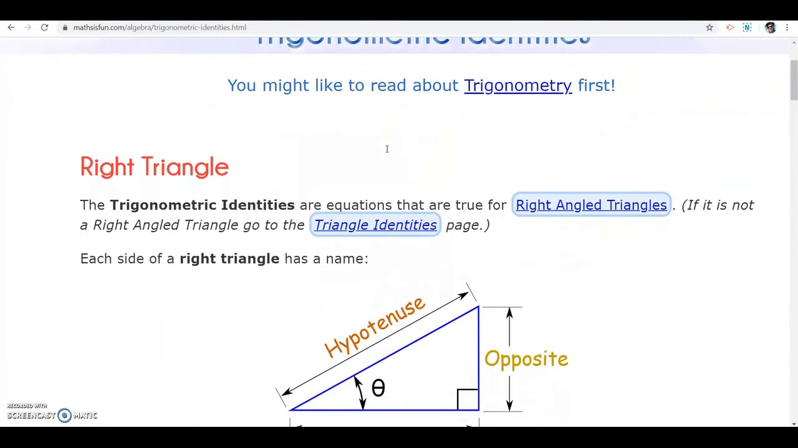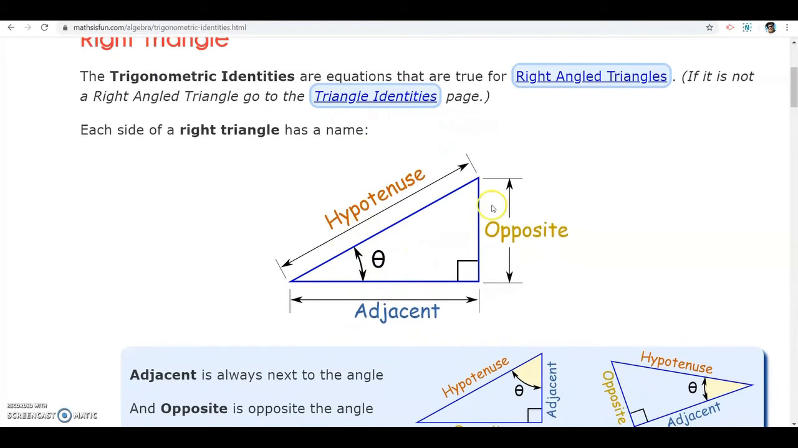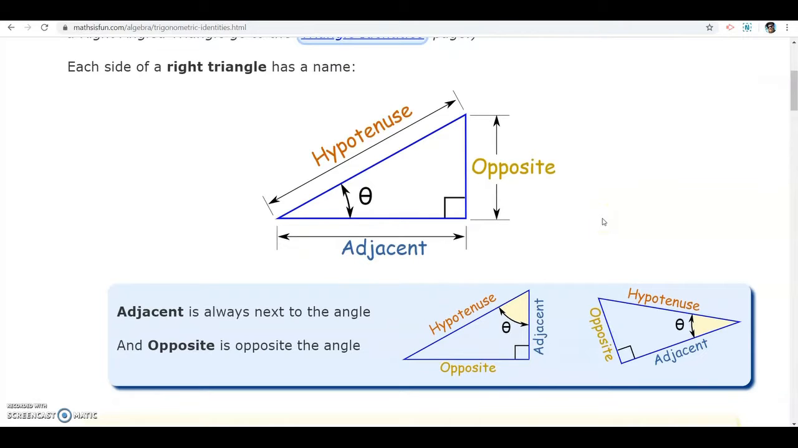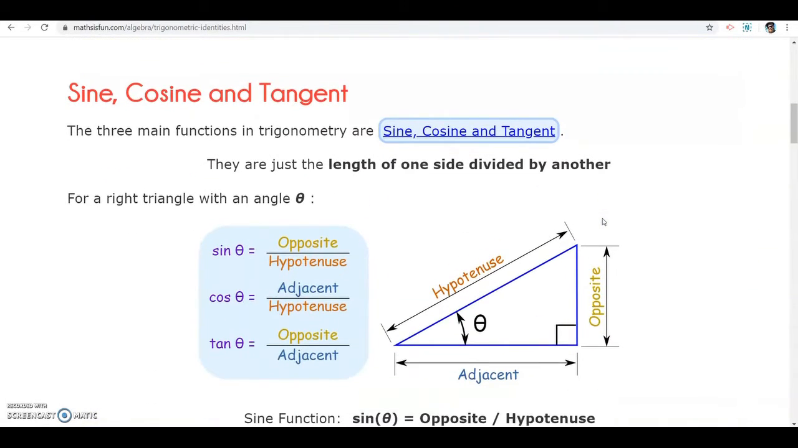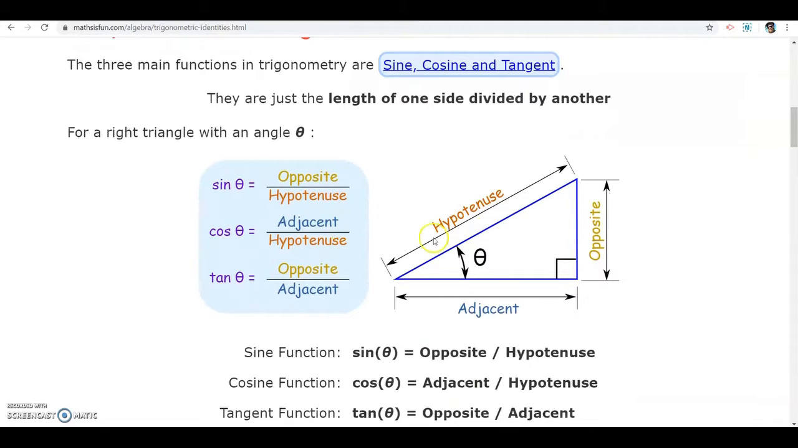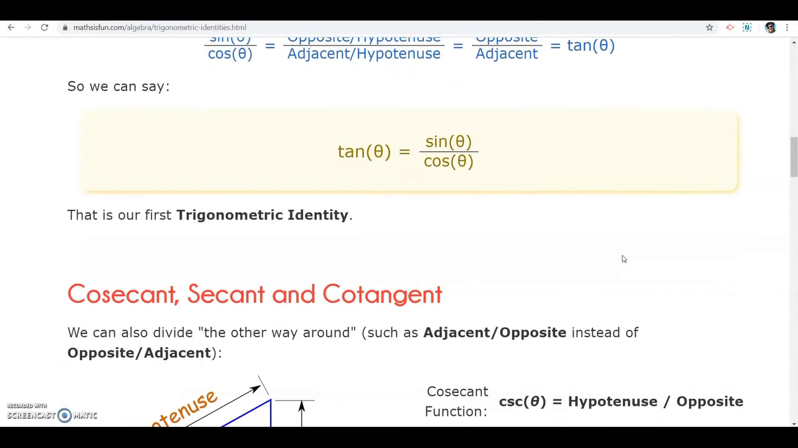I clicked on the trig identities because that's what we want. Right triangle. So basically, just a reminder. This is our setup: opposite, adjacent, hypotenuse. That gave us all our trig ratios, adjacent over hypotenuse and all that stuff for sine, cosine, and tangent. I like this website because it's pretty clear, and sometimes the graphics here are better than what you see in the textbook. Everything we've done so far is in here, and then there's more.